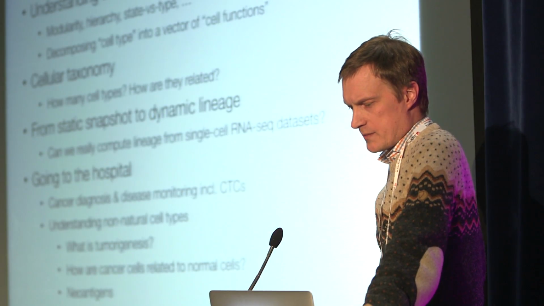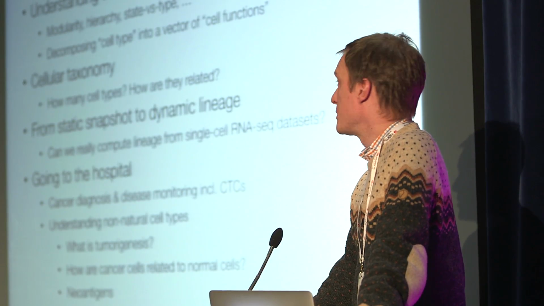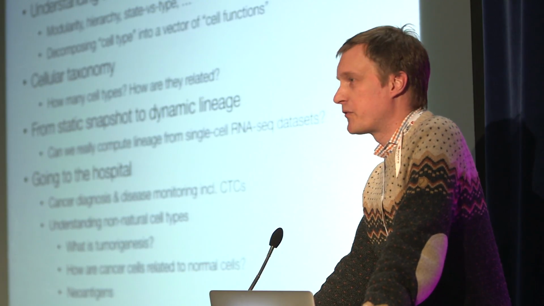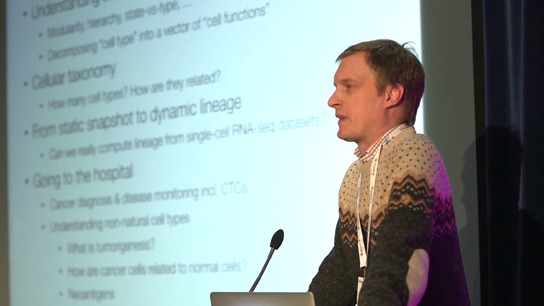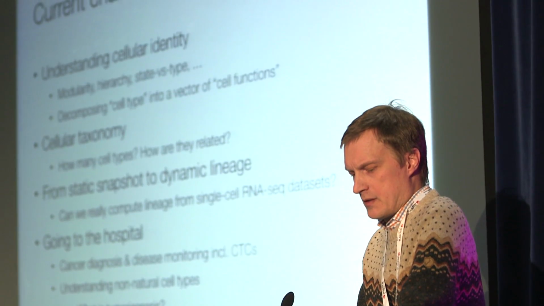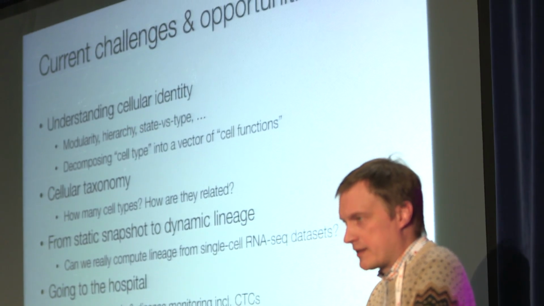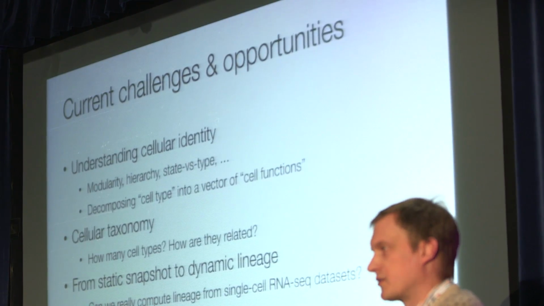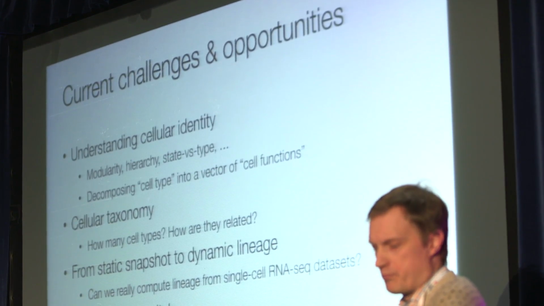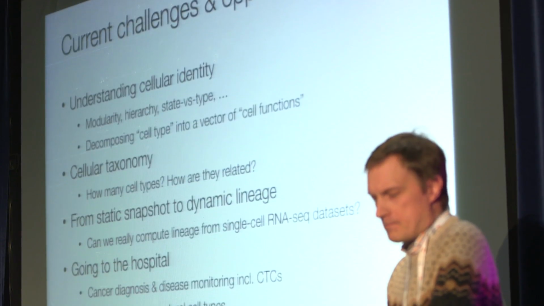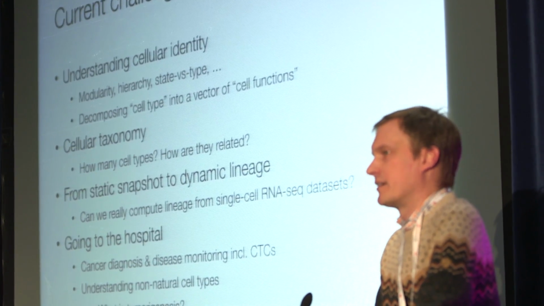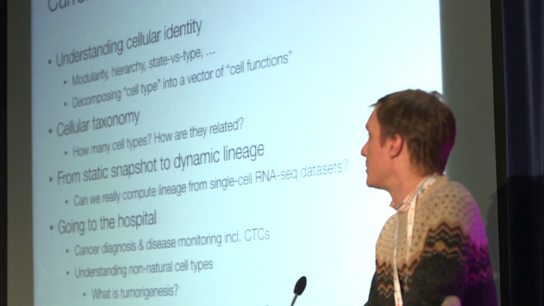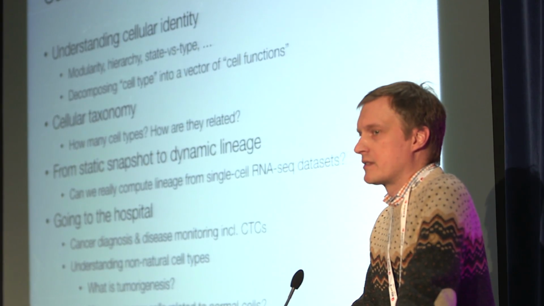So, getting to the current challenges and opportunities, I'd like to identify maybe four major areas where I think we have made some progress, but where there is an opportunity to make a lot more progress, both conceptually and practically. So the first is understanding cellular identity. So again, what is a cell type? And we've come a long way.